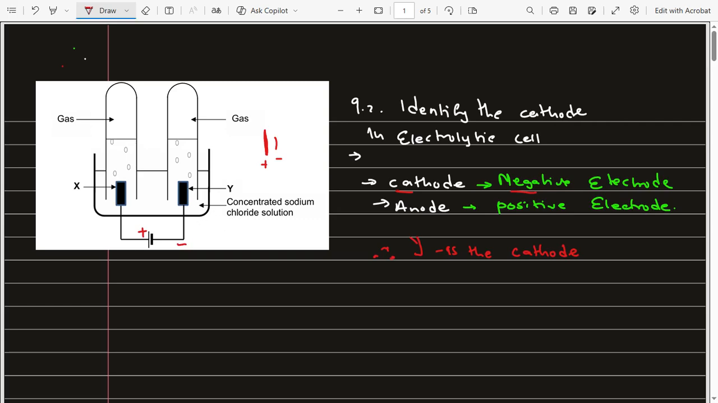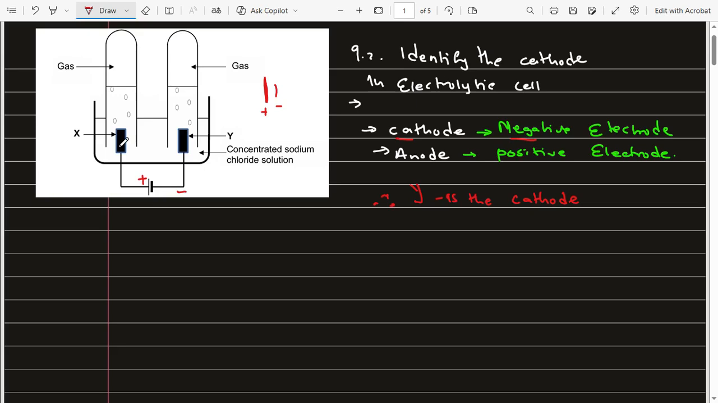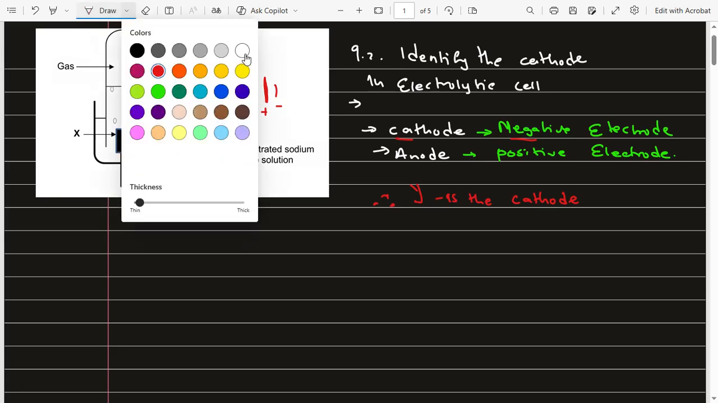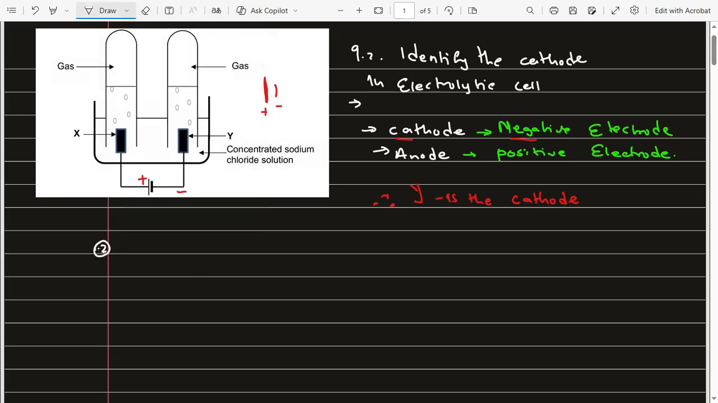I hope you are having fun so far, because I think everything now starts to make sense. Remember, reduction is a gain of electrons. So step one was to identify the cathode. After identifying the cathode, step two is to determine which particles gain electrons.